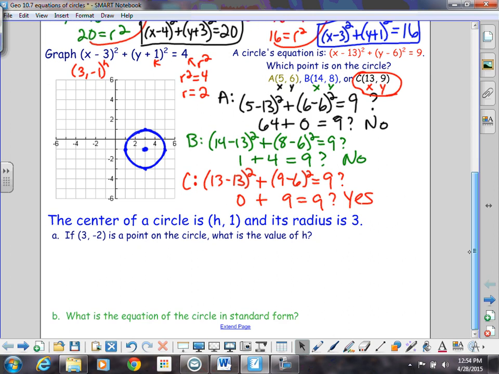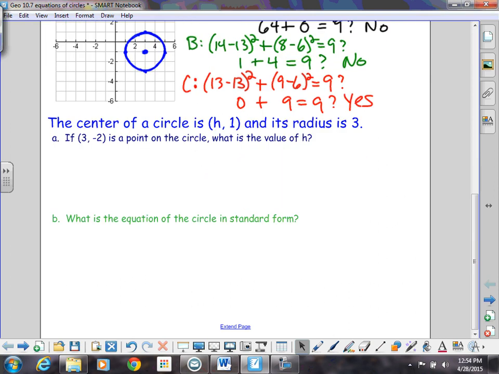All right. Our last example is giving us a different kind of thing that we have to solve for. It says the center is h comma 1. So we don't know what the x coordinate of the center is, and they do give us the radius. So let's write what that would look like as an equation. We would have x minus h, we'll just call that h, plus y minus 1 squared, and that's going to be equal to 3 squared.